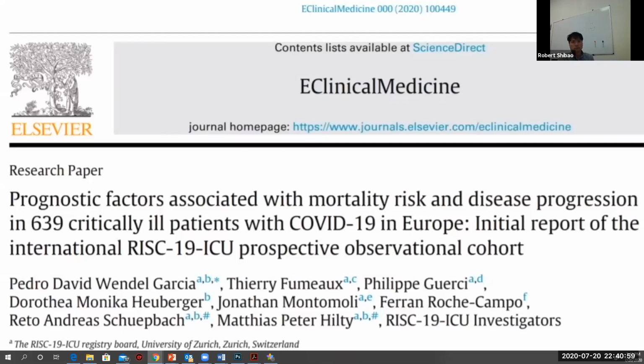And I think more deliberate research really needs to go into how do we prevent these catastrophic microthrombi from occurring.